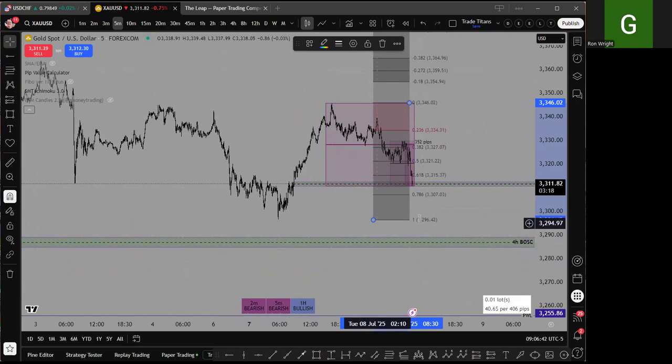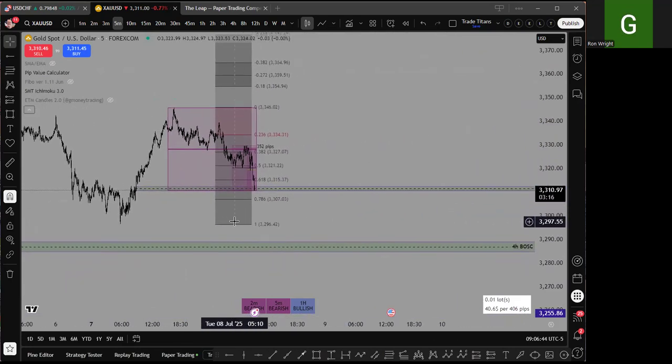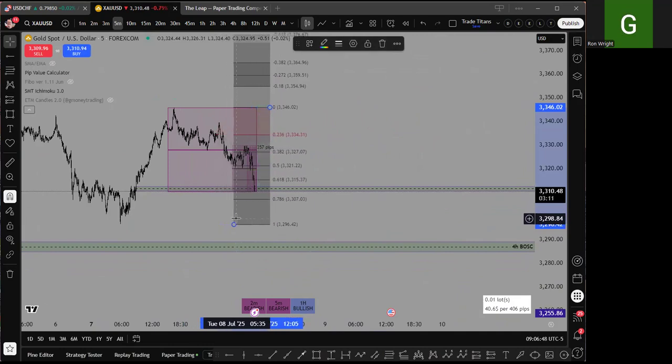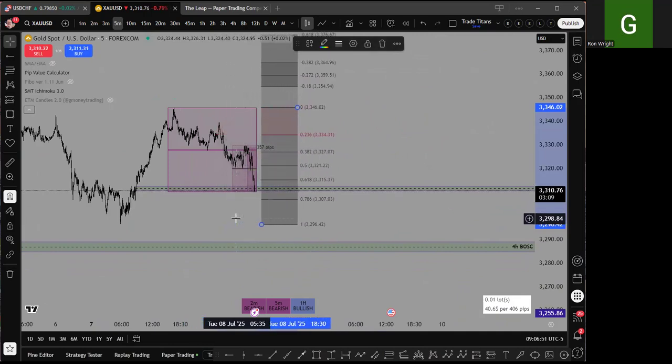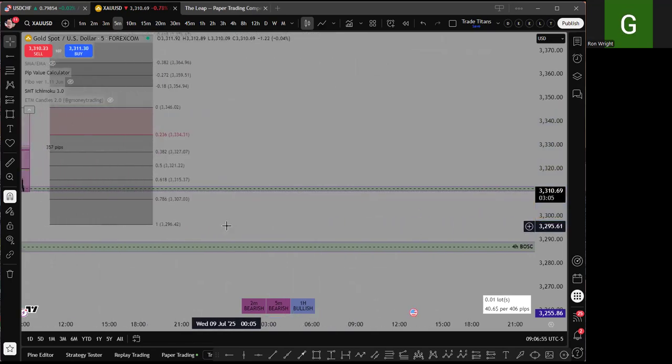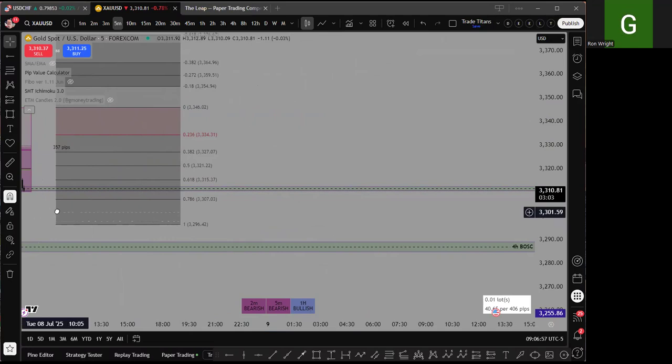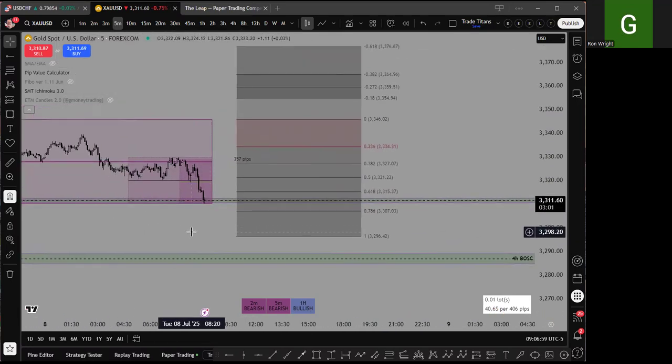They're good at drawing this stuff out, so I can move that here off the side. So we came back, we tested the 618. We're heading towards the 786, I think, or just test the drop. Yeah, tested, it's in the drop base drop. It's in the zone right now.